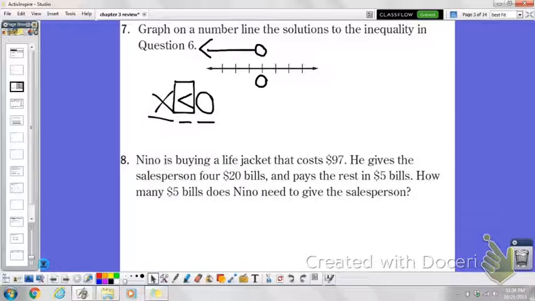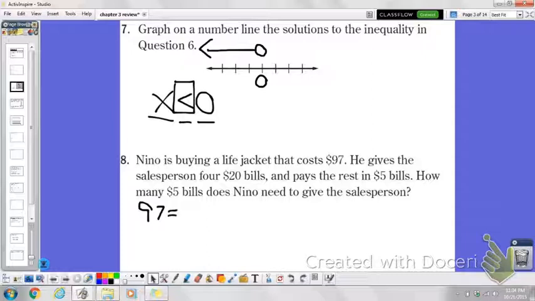Number 8 says Nino is buying a life jacket that costs $97. He gives the salesperson 4 $20 bills and pays the rest in $5 bills. How many $5 bills does Nino need to give the salesperson? Well, we know that he has to pay $97. So we have 97 is equal to something.